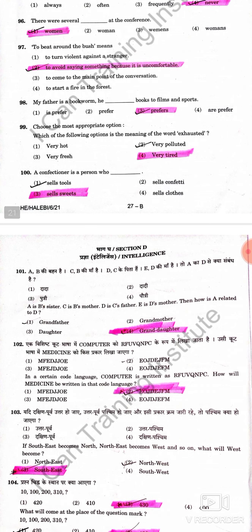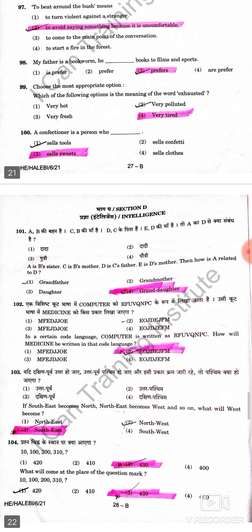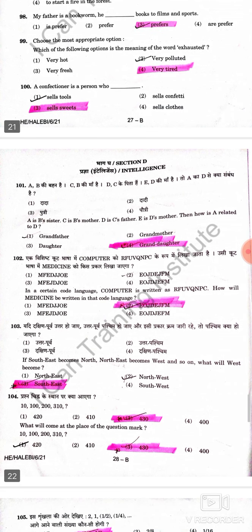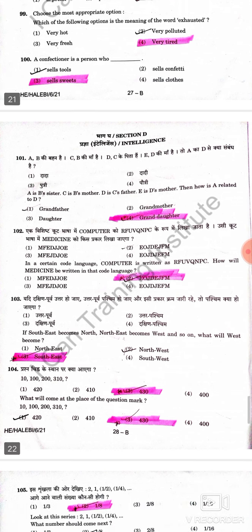Question number 98. My father is a bookworm. He books to films and sports, and the answer is option number 3. Question number 99. Choose the most appropriate option, and the answer is option number 4. Question number 100. A confectioner is a person who, and the answer is option number 3.